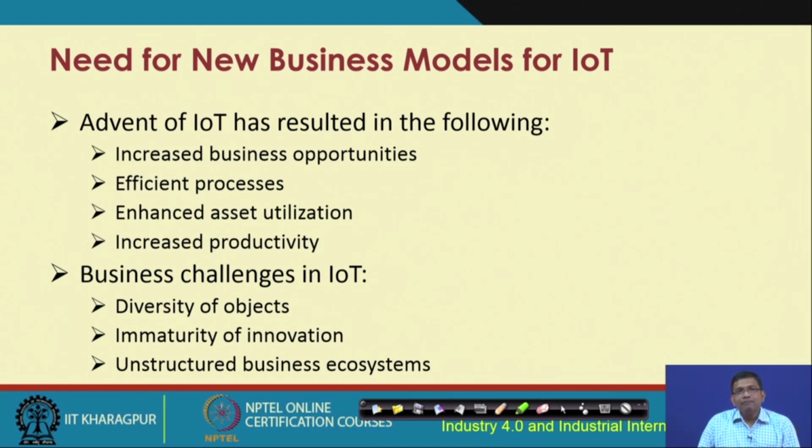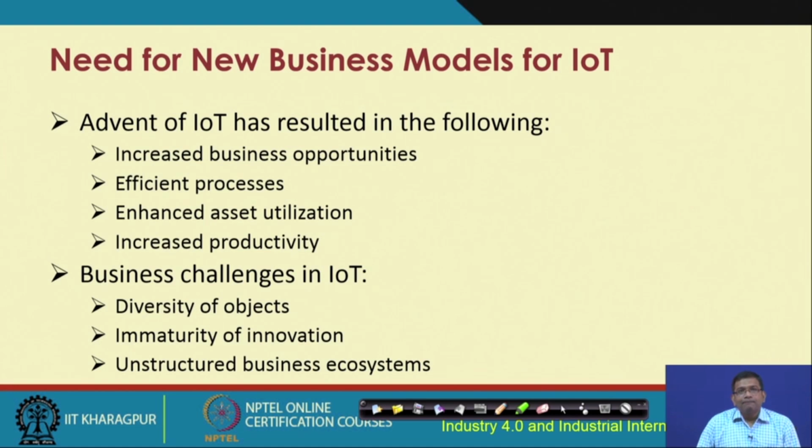The second thing is the immaturity. IoT is new, IIoT is also new, and the innovations that IoT poses to the business are also new. Because the innovations are new, there is a lot of immaturity in terms of innovation that has to be dealt with in the business. This is very important for consideration when we are talking about the adoption of IoT in a particular business setting.